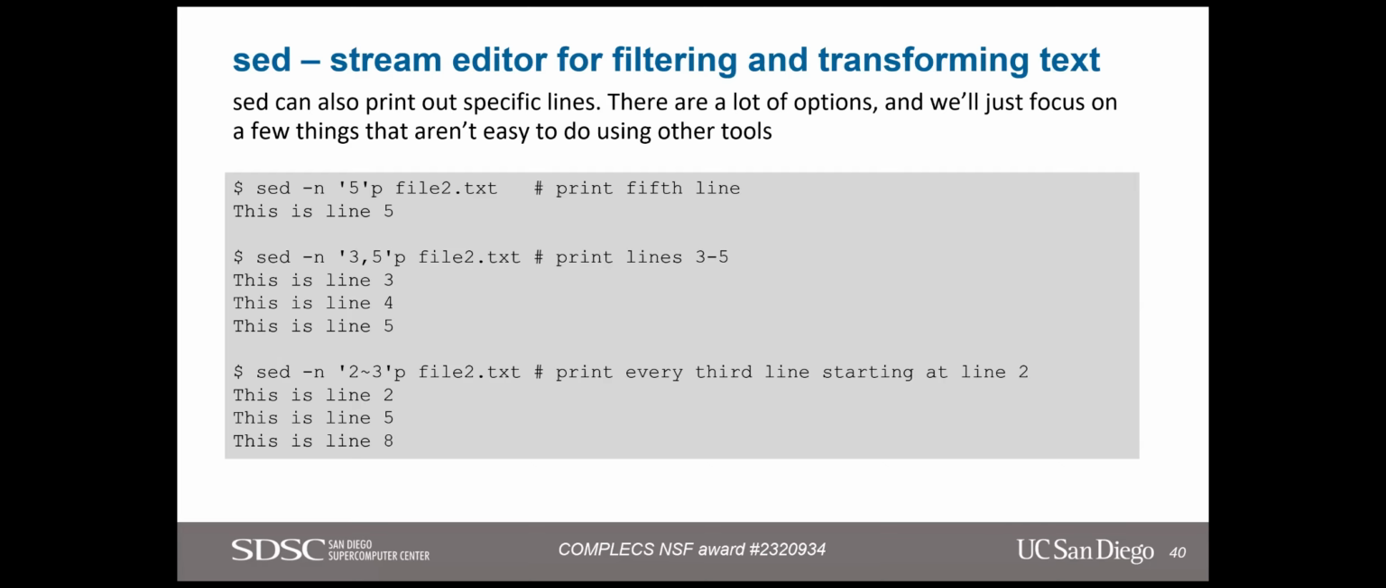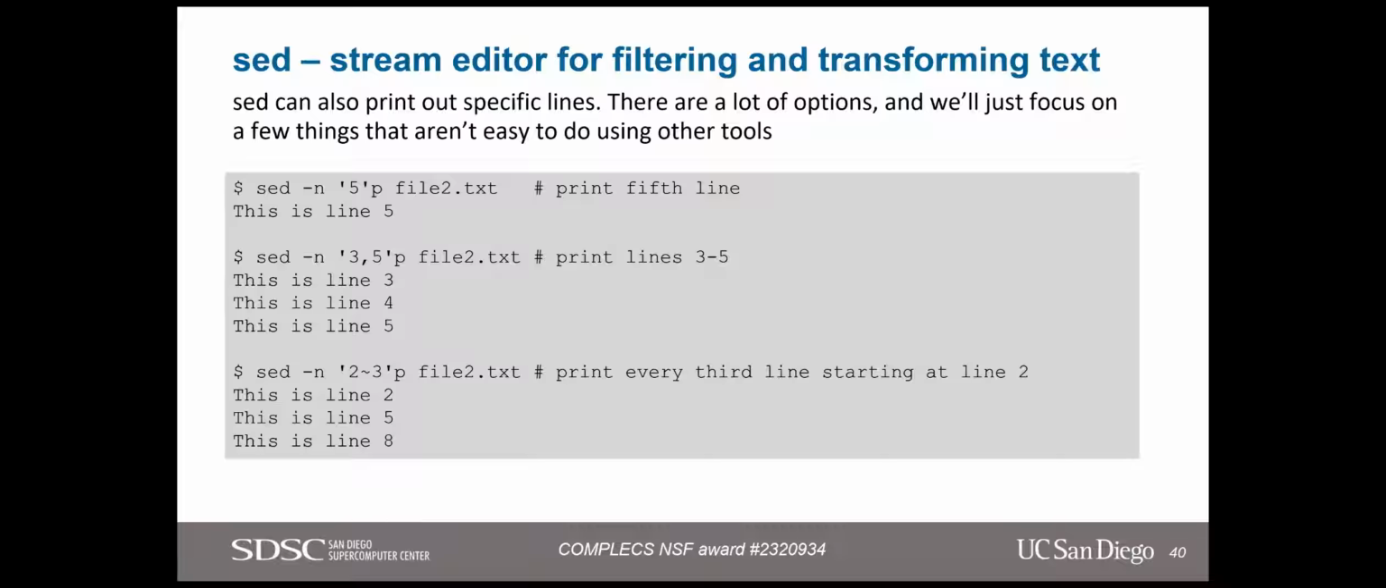By default, sed prints out every single line it processes, but in some cases, we don't want to print them all out. So we can use the -n command. What the -n command means is print nothing, unless you specifically tell it to print something. So in this first example, we're telling it print nothing but line 5.